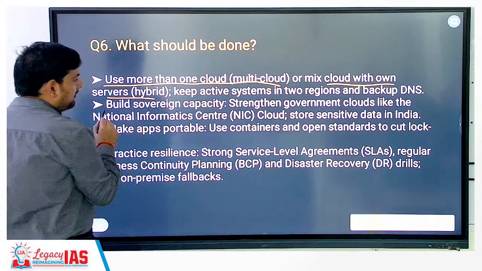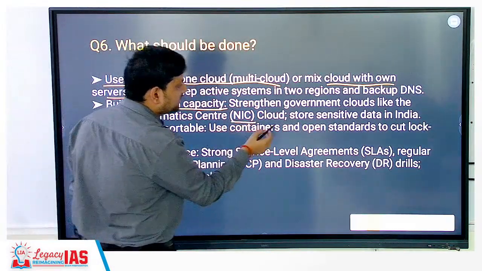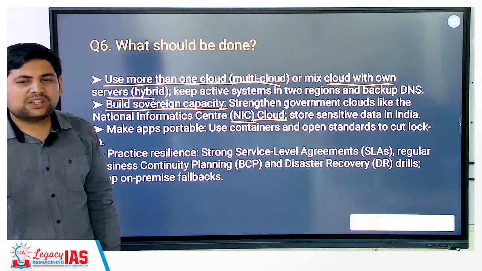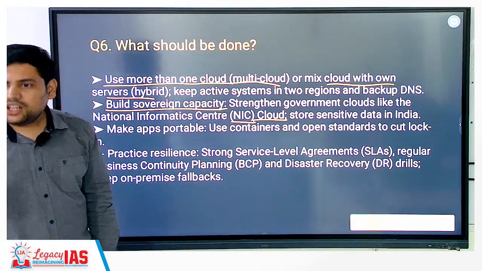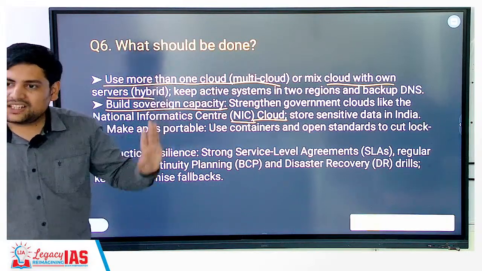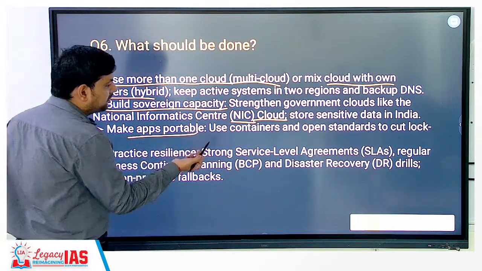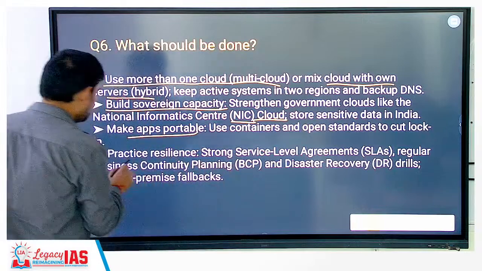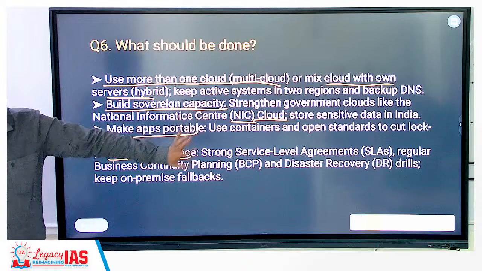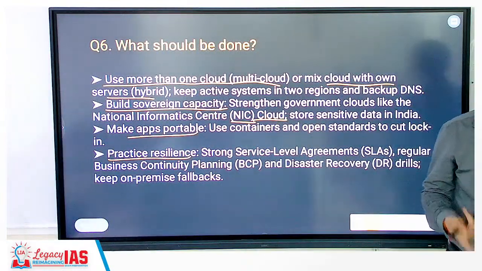Okay, then build sovereign capacity. For example, we have our NIC, we have Meghraj. So all these cloud systems we also have, but we don't usually use them. So we can rely a little bit on them. Basically distribute it so that your entire site or entire thing does not get switched off. Then make apps portable. Then practice resilience. Okay, so this is what you should do. Basically, distribute all around and use your own internal systems.